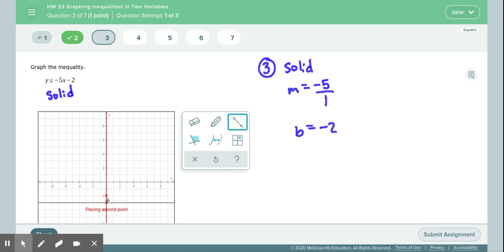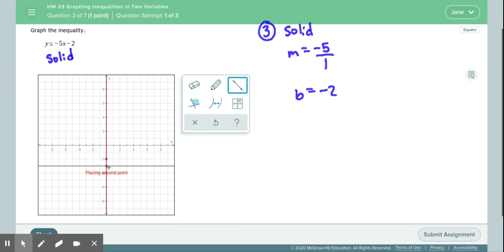And then my slope tells me how to move from there. So negative means I'm going down. So I go down 1, 2, 3, 4, 5. And then I always move to the right. So in my case, I'm going to go over to the right 1. I need a solid line, which is what I have. All right, now I need to shade still.